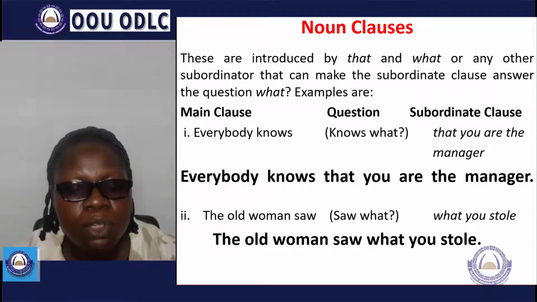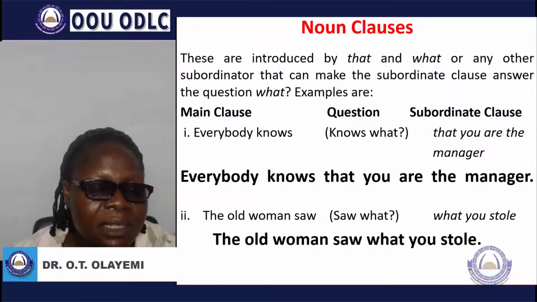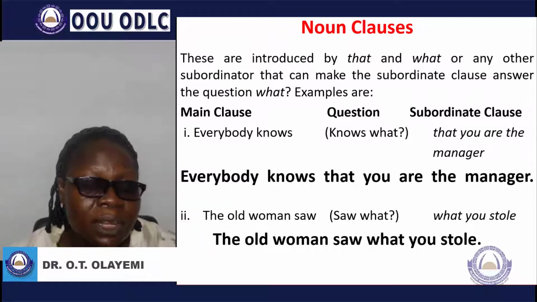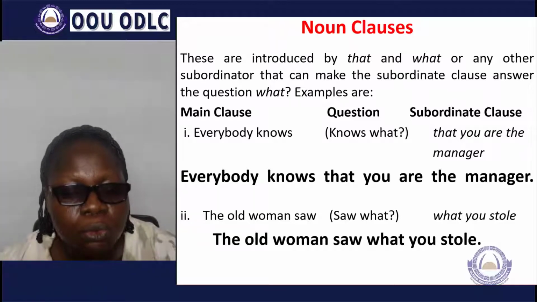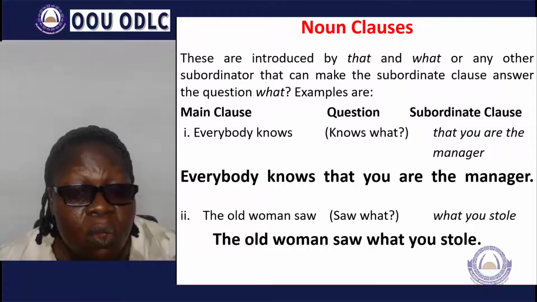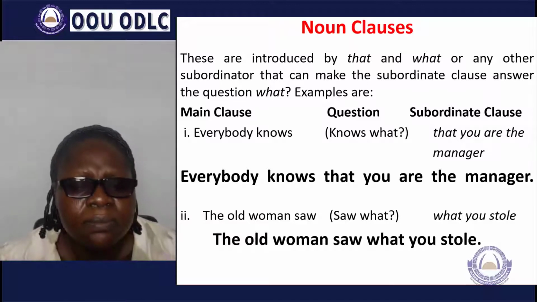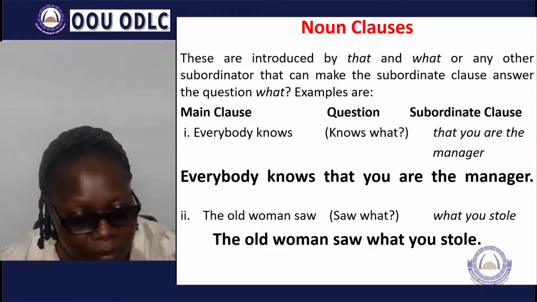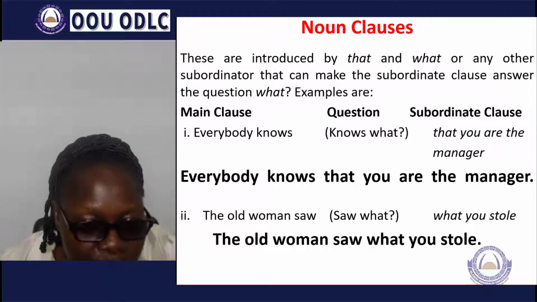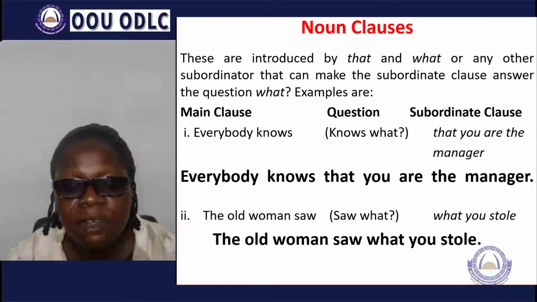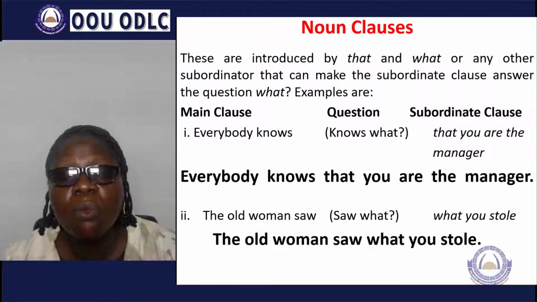Look at the second example. The old woman saw what you stole. That is a sentence. The part of the sentence that concerns us now, because we are talking about the noun clause, is what you stole. So I can say the old woman saw it. The old woman saw what? The old woman saw what you stole. What you stole is a very good example of a noun clause introduced by the subordinator what.